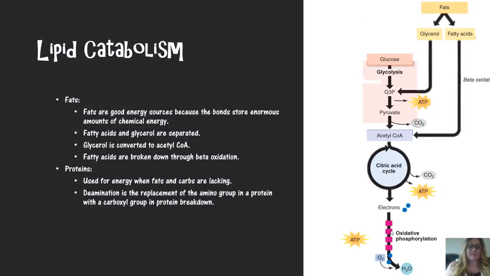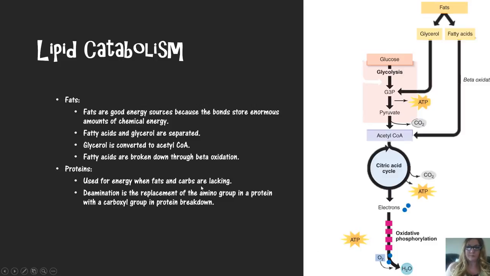What about fats? Let's talk about fats for a moment. Fats are good energy sources. They have a lot of hydrocarbon bonds. They store enormous amounts of energy. The fatty acid chains are separated from the glycerol. So I've got my fats, and the fatty acid chains are going to be separated from the glycerol. We see that at the beginning of our catabolic pathway here.